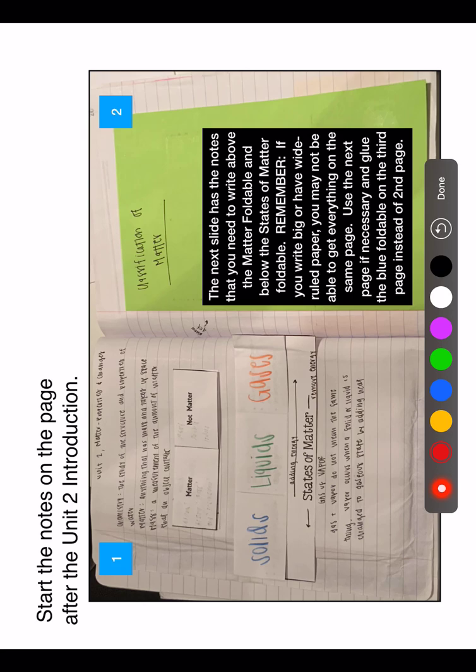This green sheet that's in the picture here, that's actually your blue sheet that you made that has the 8 post-it notes, and we did that in class today. So you're going to use your small foldable that says matter, not matter, and the states of matter foldable.